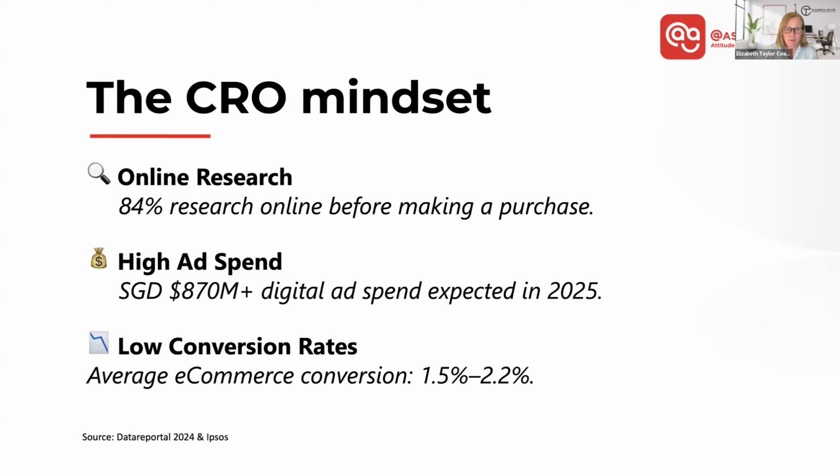The other thing that's happening in the Singaporean market is a lot of businesses are spending money on adverts, right? Spending money on Facebook ads and Instagram ads, TikTok ads, LinkedIn and Google ads. These are the main channels that we're spending money on in order to drive traffic to our website. And if we're spending quite a lot of money, so $870 million is expected to be spent this year, then we mustn't lose people when they get to our website. We mustn't be that 48% that come and then leave without having done anything, because then that's just money down the drain.